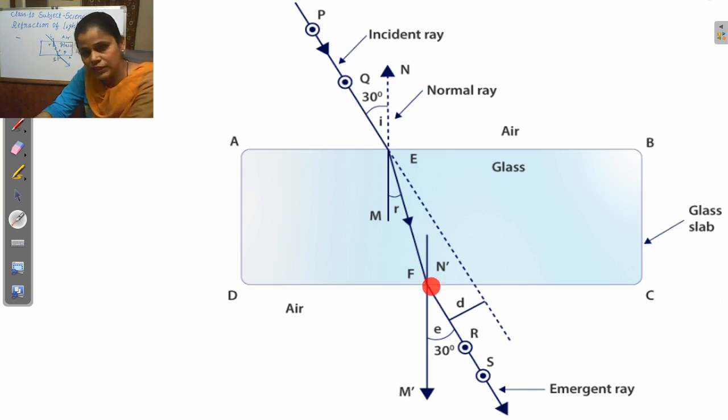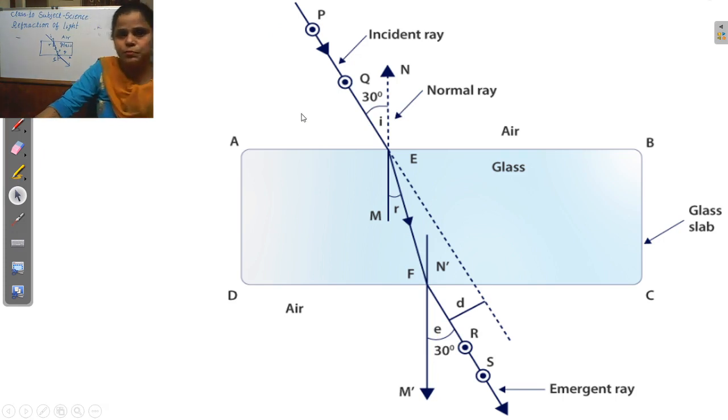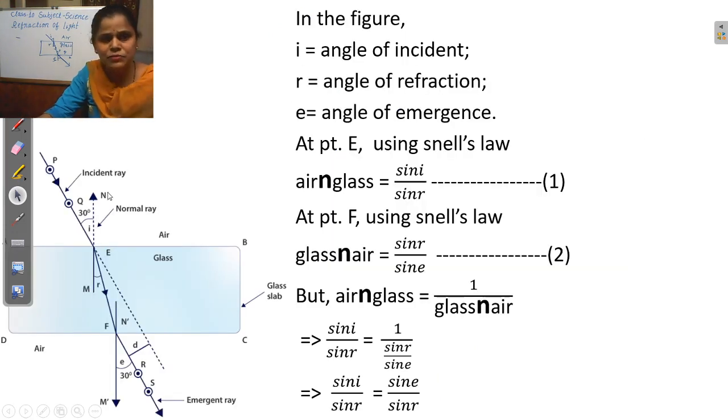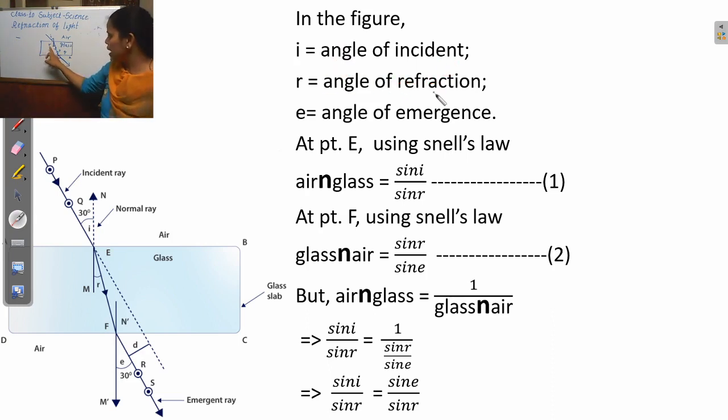So this light ray bends away from the normal, and this angle formed, that is E, is called the emergence angle. So we have to prove that I, the angle of incidence, is equal to E. It's clear? So we know that in this figure, I is the angle of incidence, R is the angle of refraction, and E is the angle of emergence.